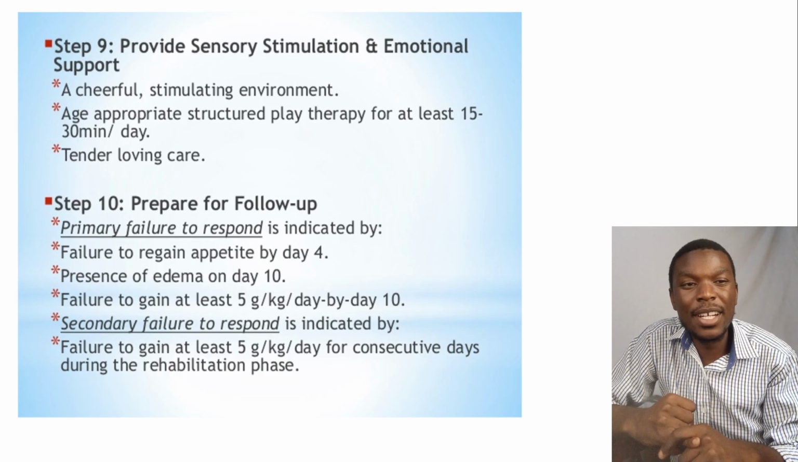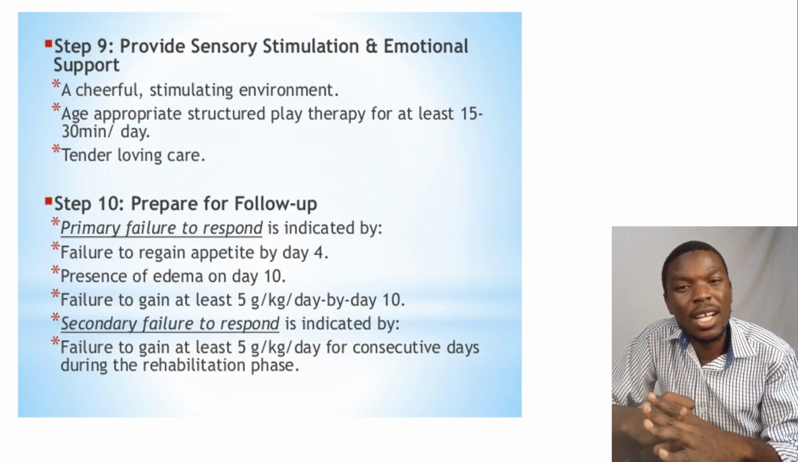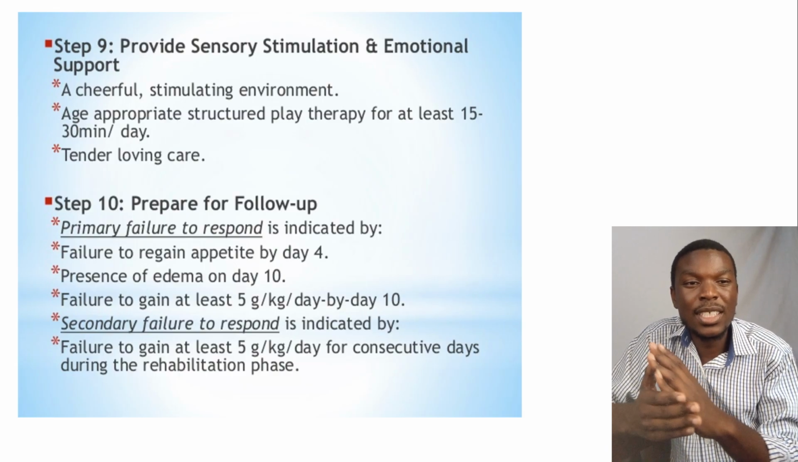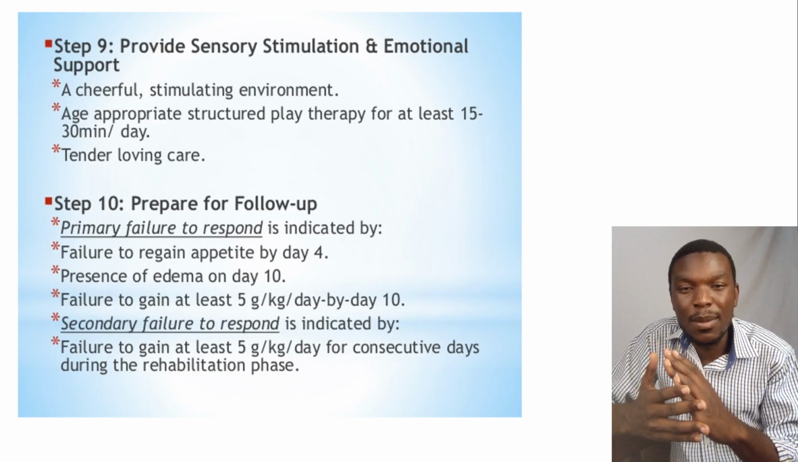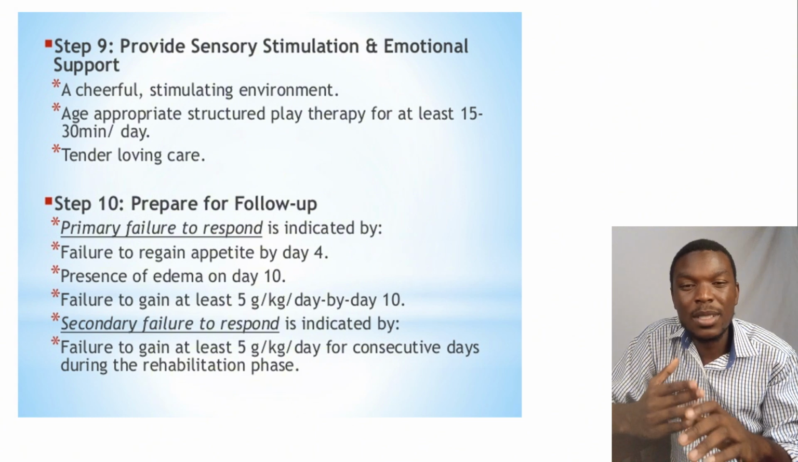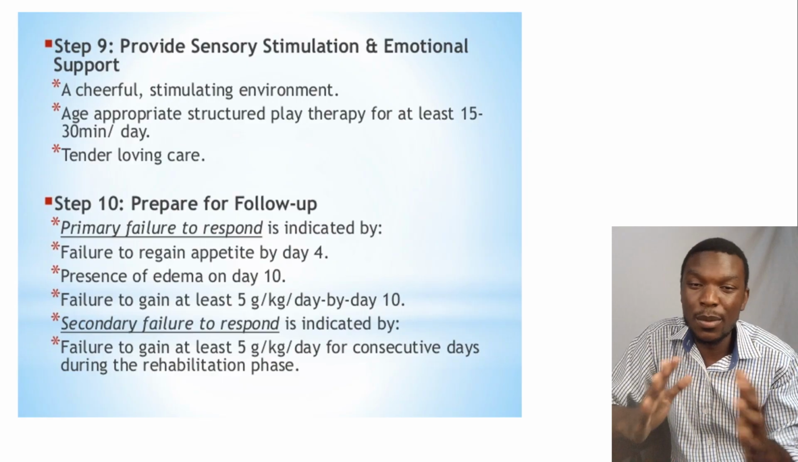Then secondary failure to respond is indicated if there's failure to gain at least 5 grams per kg per day for consecutive days during the rehabilitation phase. So after a week or 2, if the child has failed to gain 5 grams per day per kg, even that is secondary failure, which means the child is not improving.